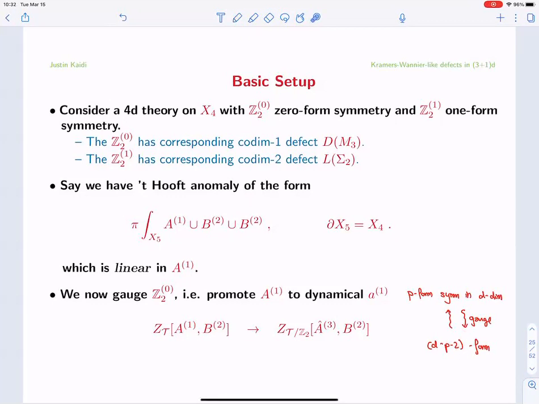But suffice it to say that if I gauge a zero-form symmetry in 4D, then I end up with a dual two-form symmetry. And the background gauge field for that is the 3-form here, A hat. Okay, so I'm gauging the zero-form symmetry. And now I'm going to ask the following question. When I gauge this symmetry, what happens to the one-form symmetry?